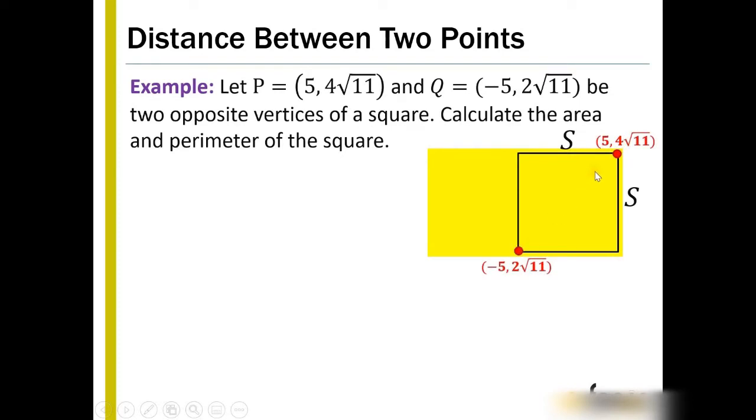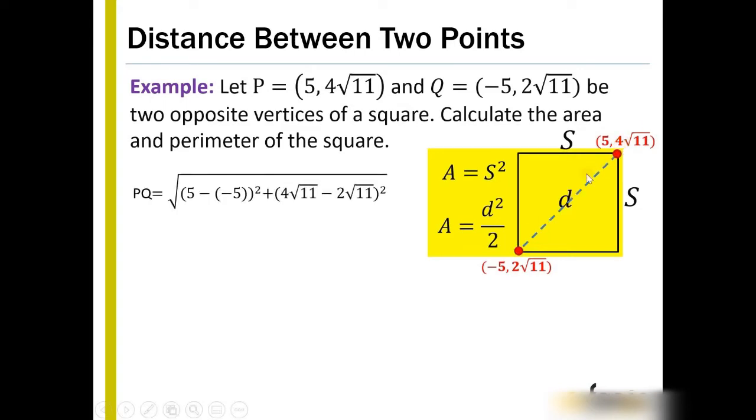Here are our two points P and Q. Q is (-5, 2 root 11), and P is (5, 4 root 11). And here's the diagonal d across the square, which joins P and Q together. We've got two formulas for the area of a square, either A equals s squared, where s is the side length, or A equals d squared over 2, where d is the diagonal.